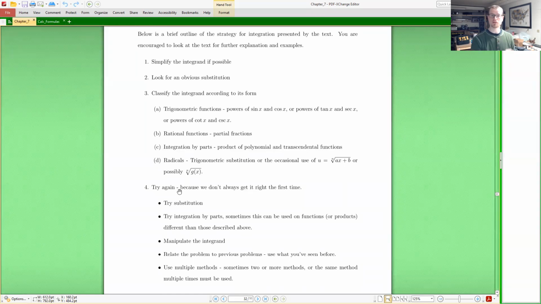Of course, all of our previous Calc 1 content as well, and our Calc 2 here, where we're talking about integrals of exponential functions and logarithmic functions. So we need to be familiar with quite a bit in order to evaluate these integrals. So if none of these work, right, we try again. We try substitution, we try integration by parts, we try to manipulate the integrand because simplifying it wasn't actually beneficial. We needed to write it differently, a lot of times related to a previous problem.